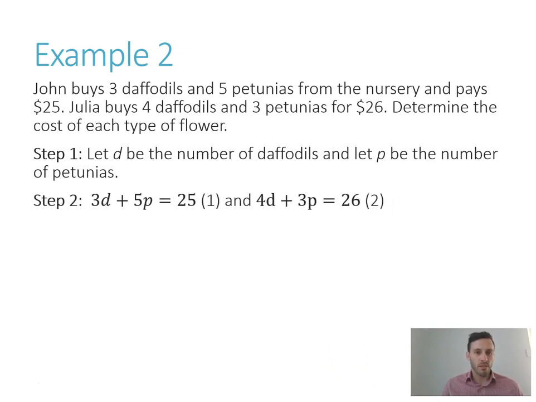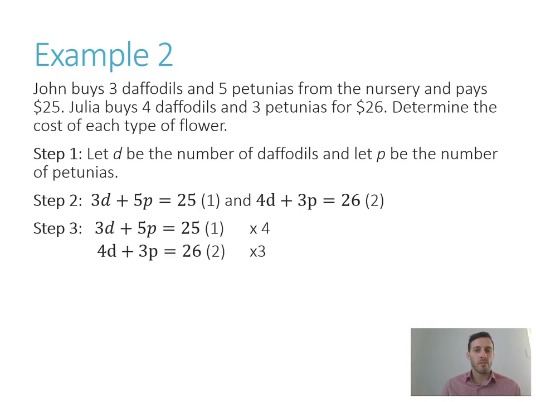Now we write down the equations connecting D and P. So we had 3 daffodils plus 5 petunias equals $25. 3D plus 5P equals 25. And 4 daffodils plus 3 petunias equals $26. Therefore our equation is 4D plus 3P equals 26. Now we can solve these equations simultaneously. Again, both of these equations are in the general or standard form, and therefore they're best solved by elimination.